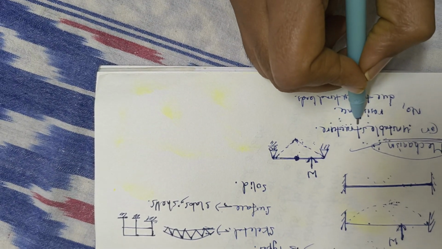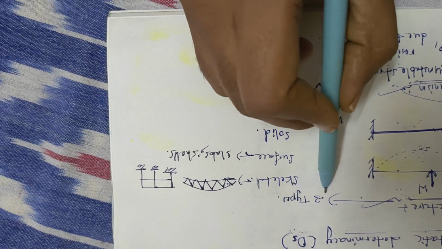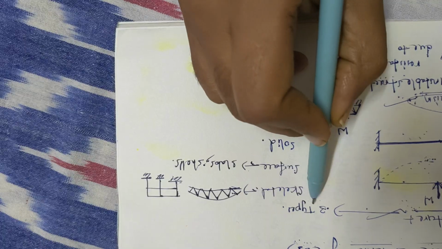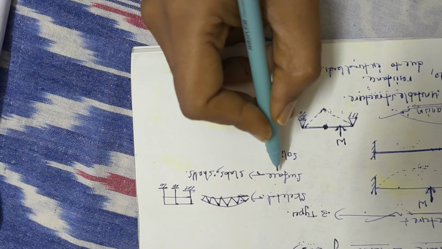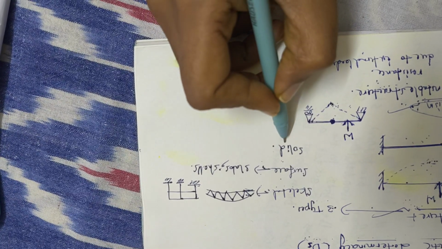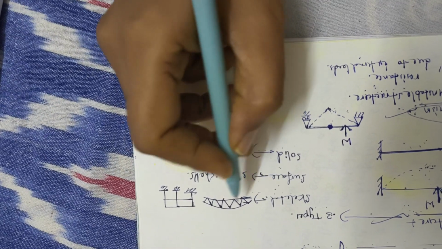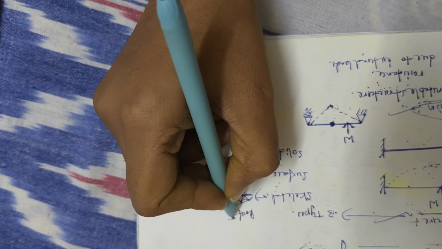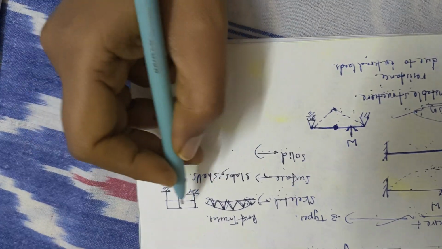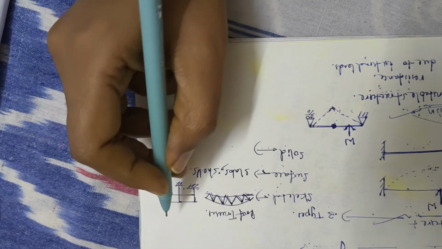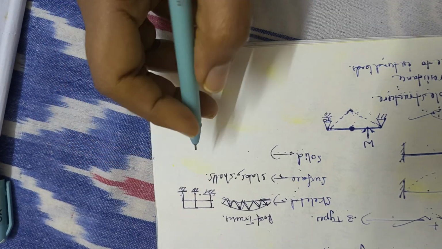Structures and unstable structures. Next, structures are classified into three categories. The first one is skeletal structures, the second is surface structures, and the next is solid structures. Skeletal structures, examples: roof trusses, a system of triangular connected portions, and building framed structures without plastering walls, where only columns and beams take place.